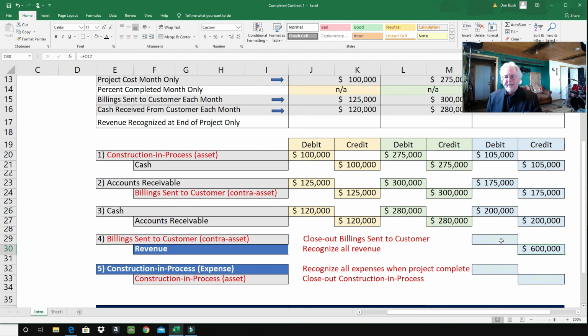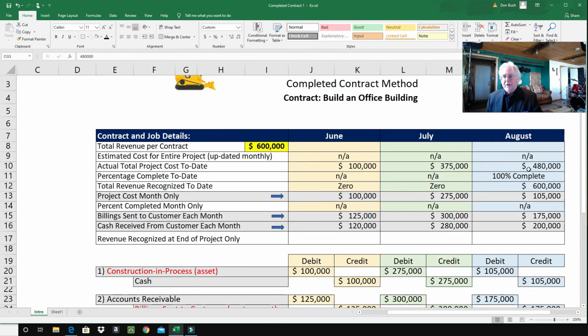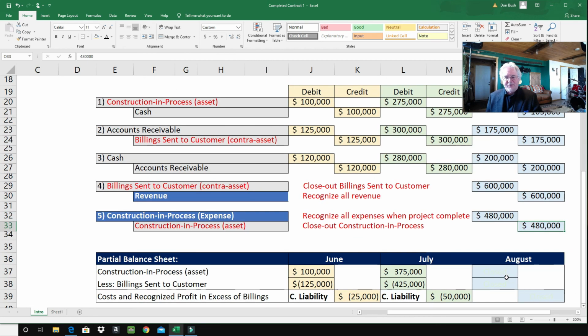And how much did we bill our customers for in grand total? $600,000, and I think you could figure that out here. Billing sent to customers, $125, $300, and $175. If you add those 3 numbers up, you get $600,000. Construction in process expense here, and we're closing out construction in process. So how much did we spend on construction in process? $100, $275, and $105. And I think if you add those up, $480,000 right there, folks. The project is finished, it's completed, and we closed out construction in process.